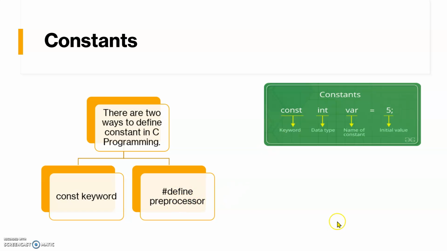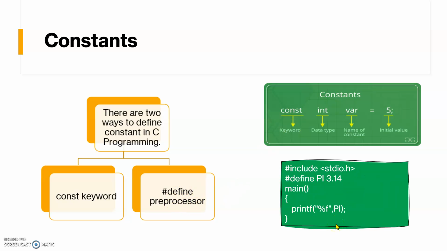The second way is using the preprocessor directive. We already learned this in our last class. Simply use the hash define preprocessor directive with whatever variable name you want, and assign a value to that variable. This pi value, which is 3.14 in this example, is constant throughout the program. You can't change that one. So one of these two can be used to define a constant. This is another category of your C token.